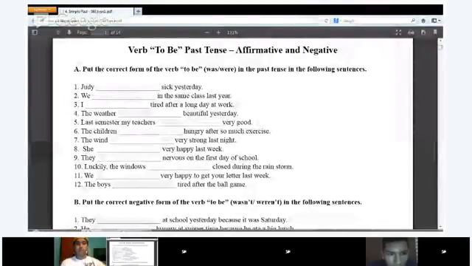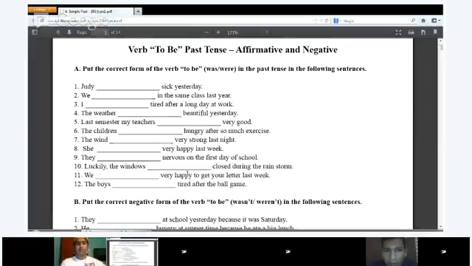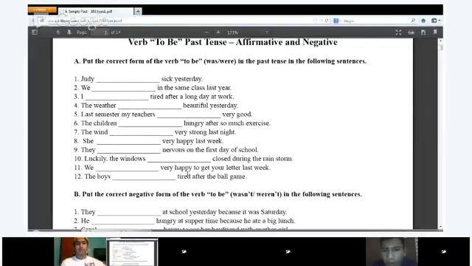Okay. Number 11. We were very happy to get your letter last week. The boys were tired after the ball game. Okay, we were very happy and the boys were tired. Excellent job. All right, let's go to Heba. You are next, and let me have you do numbers 1 and 2.